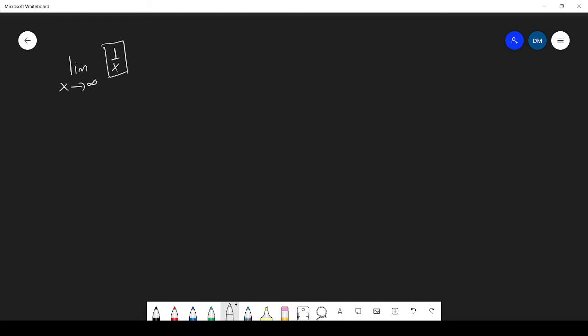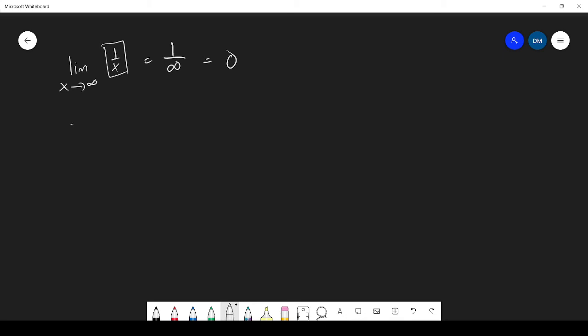So, therefore, if ang hinahanap is the limit of 1 over x as x approaches infinity, then it's like saying we have 1 over a very, very large number. And that means that this 1 over infinity will become or will approach 0. So, ang limit ngayon nitong 1 over x as x approaches infinity is equal to 0.